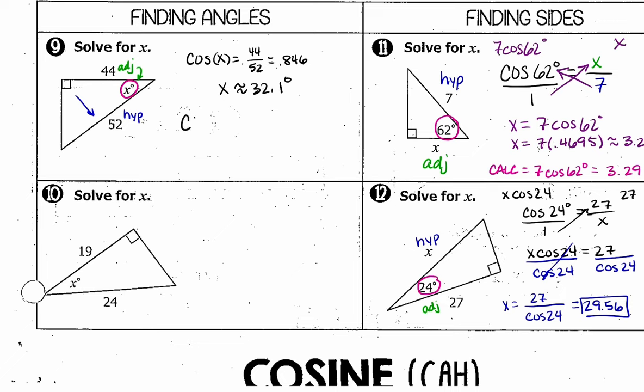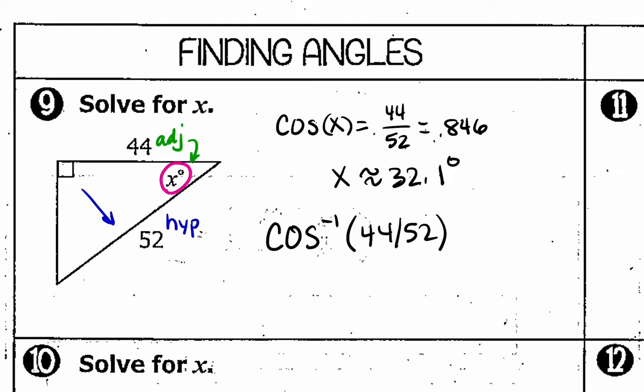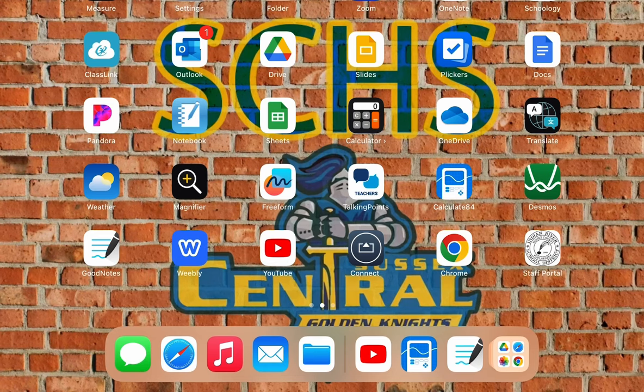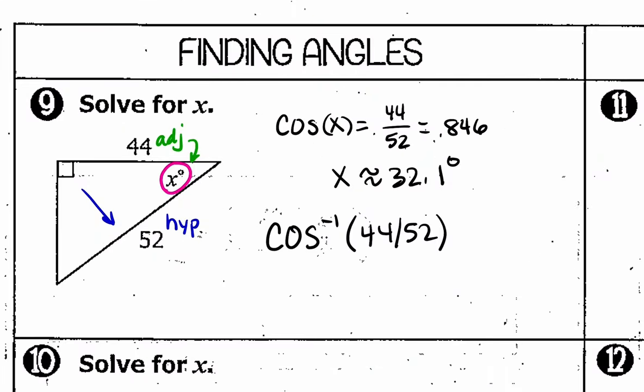We could also type it into our inverse function, so inverse of cosine, and then we're going to have 44 divided by 52 inside of there. So we can type that into our calculator. Inverse cosine 44 divided by 52, which gives us 32.2. Which is pretty close to what we got before. So this is going to come from the calculator.